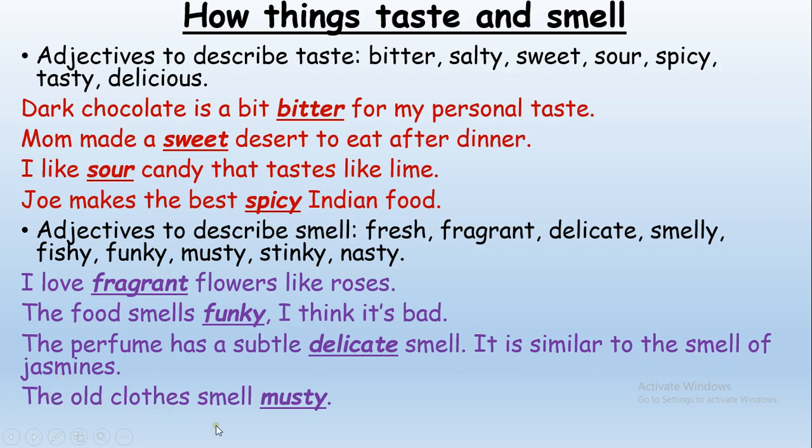The old clothes smell musty. So we know that old things do not smell fresh. They have a musty smell. All things that are old, we describe them with the word musty. Musty, that something smells bad from the dirt and the dust. Alright, so how would we describe the smell? Either with words like fresh, fragrant, and delicate, or smelly, fishy, funky, musty, stinky, and nasty.